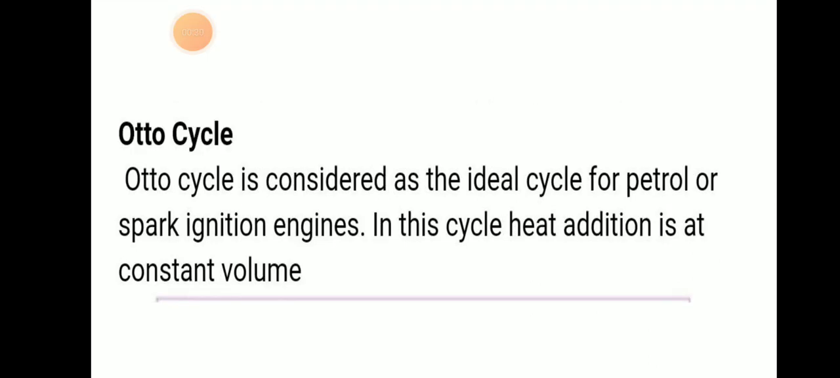Otto cycle. It is considered the ideal cycle for petrol or spark ignition engines. So the Otto cycle means spark ignition for a petrol engine. It is also known as the constant volume cycle, which means heat addition is at constant volume. That is known as the Otto cycle. As a quick review, the Otto cycle is the ideal cycle for petrol or spark ignition engines, and in this cycle, heat addition is at constant volume.